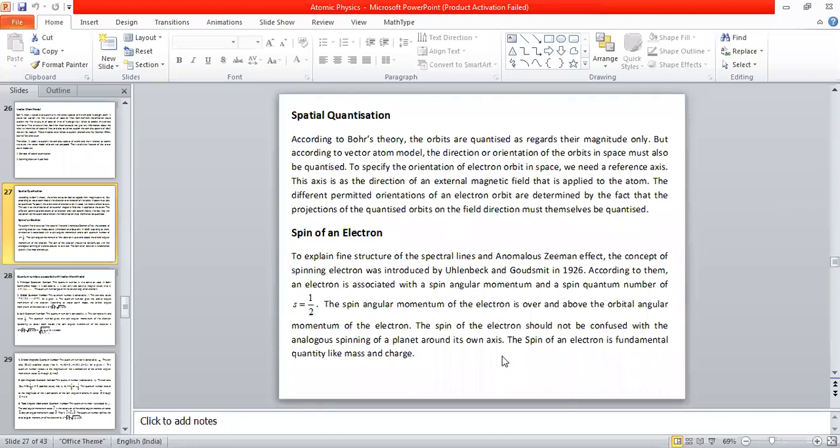Okay, so spin is something like a property associated with the electron, just like mass and charge.